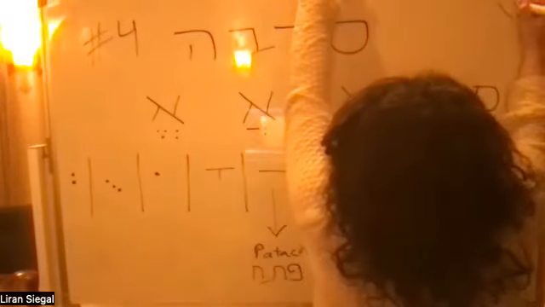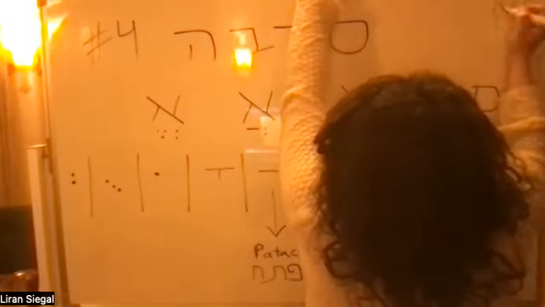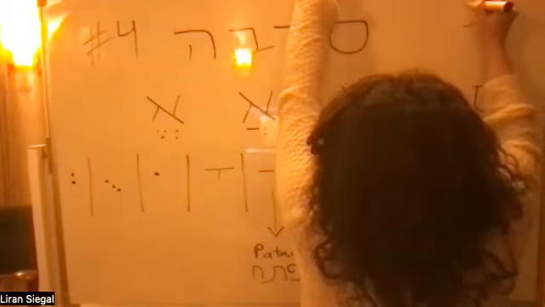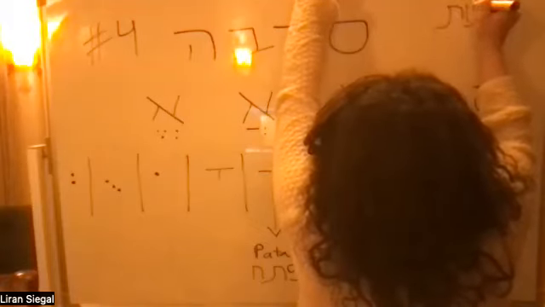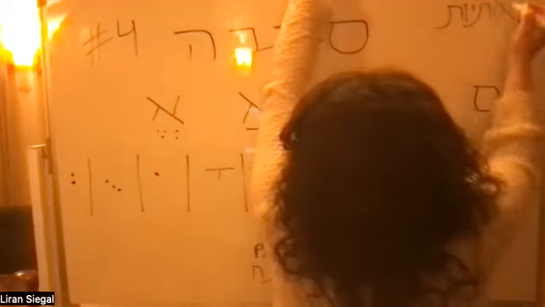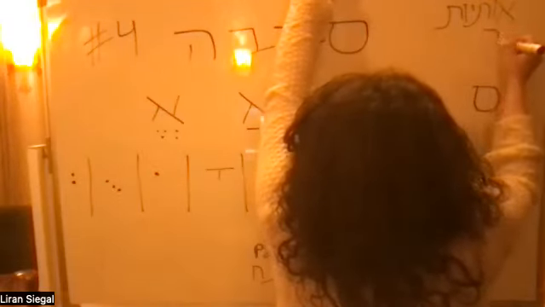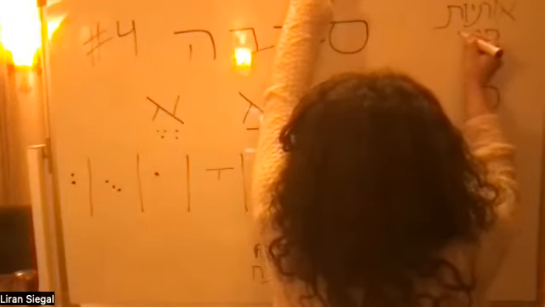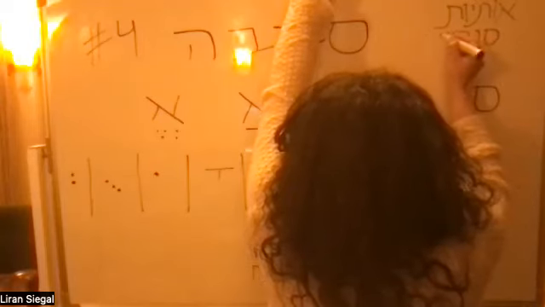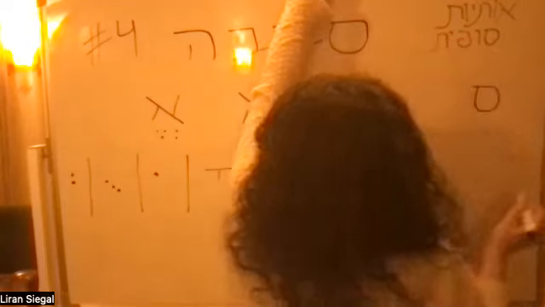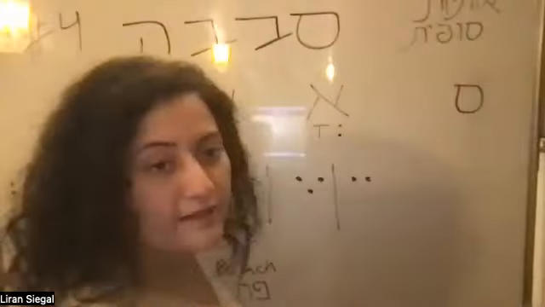One second. How do I write? I'm going to call it Otiyot. Wait, is that an hour? Otiyot, and then Sofit. So these are the ending letters. I'm going to teach you quickly the ending letters.